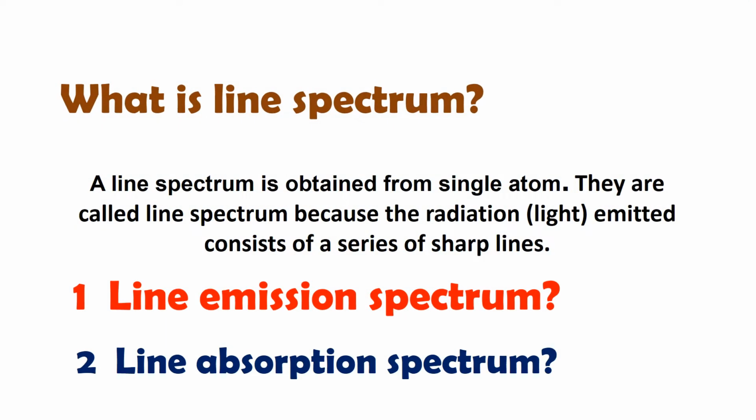What is line spectrum? Line spectrum is always obtained from a single atom. It is called line spectrum because the radiation emitted consists of a series of sharp lines. There are two types of line spectrum: line emission spectrum and line absorption spectrum.